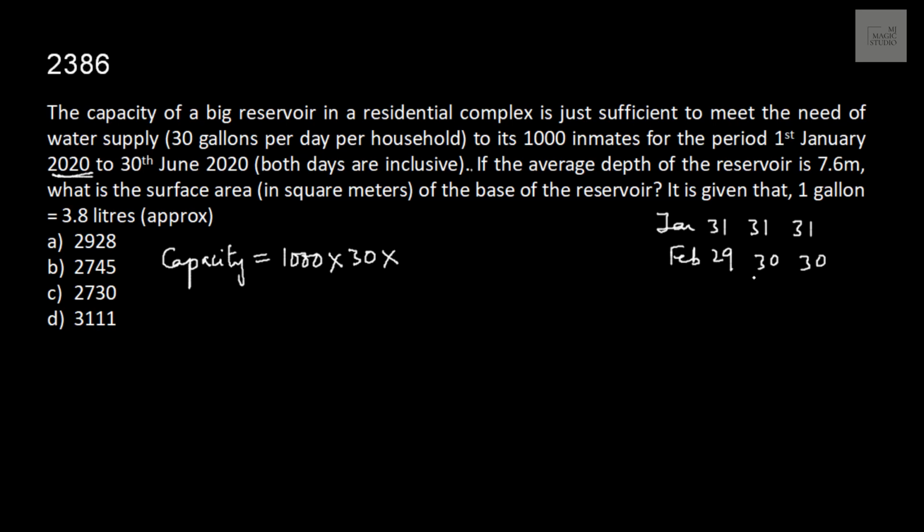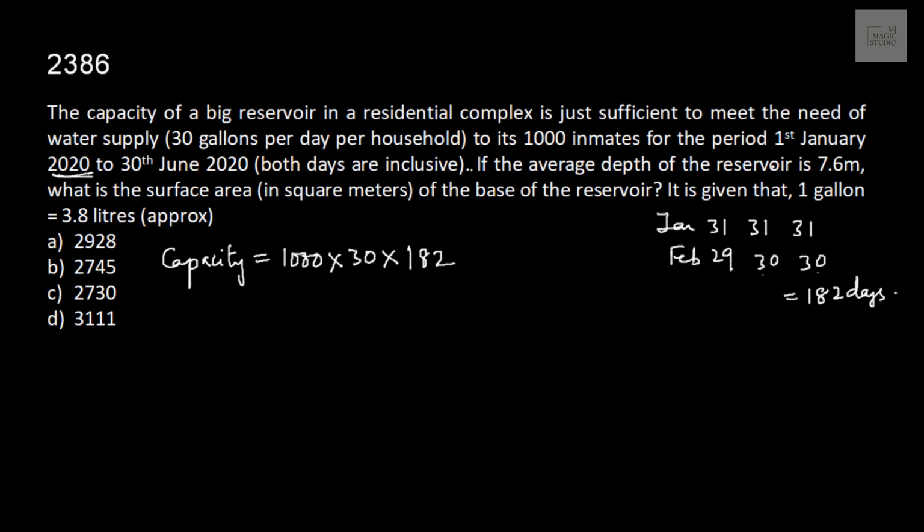So 182 days. So the capacity of the tank is equal to water supply to 1000 houses at the rate of 30 gallons per day, for 182 days.